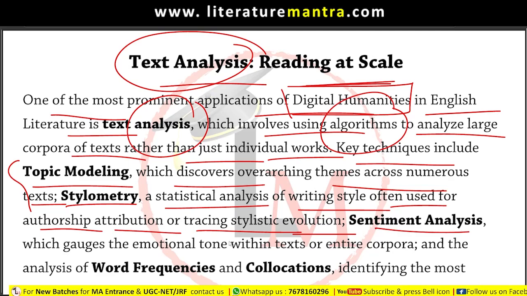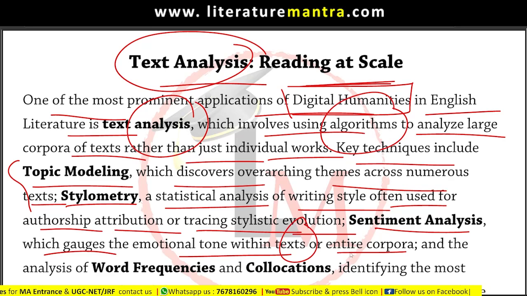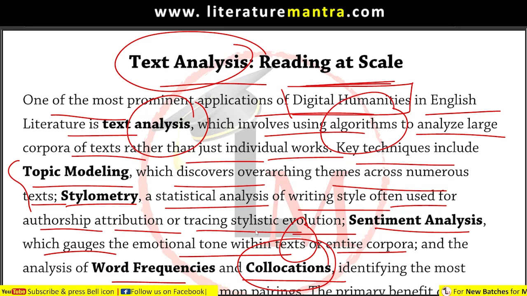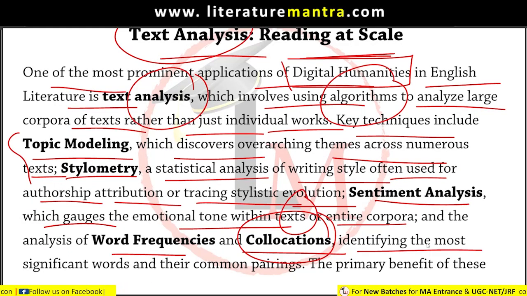उसके बाद sentiment analysis. This gauges the emotional tone within texts or entire corpora, and the analysis of word frequencies and collocations. Now collocation का क्या मतलब होता है? नीचे आप comments में लिख के बताओ. In case your teacher has taught you this, you must be knowing all of this. ठीक है? So if you know it, write it down in the comments below. Collocations: identifying the most significant words and their common pairings.